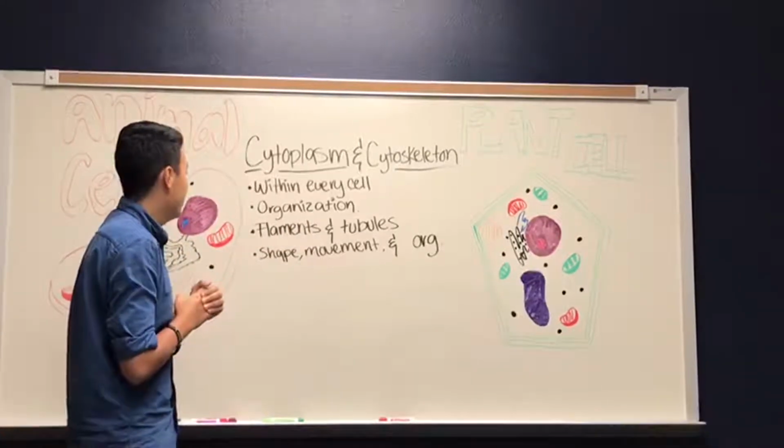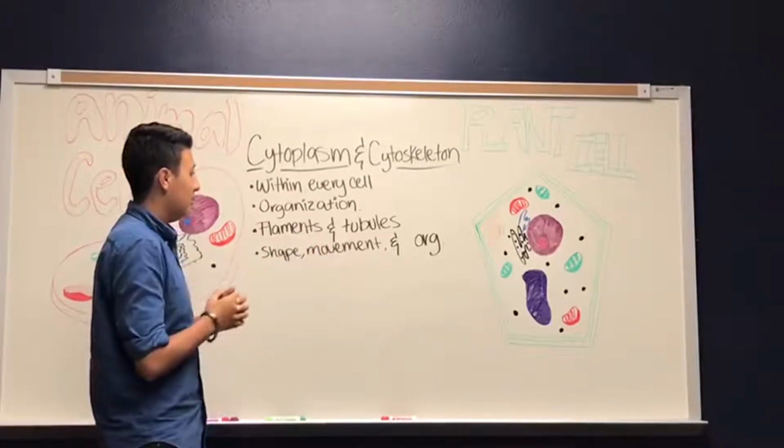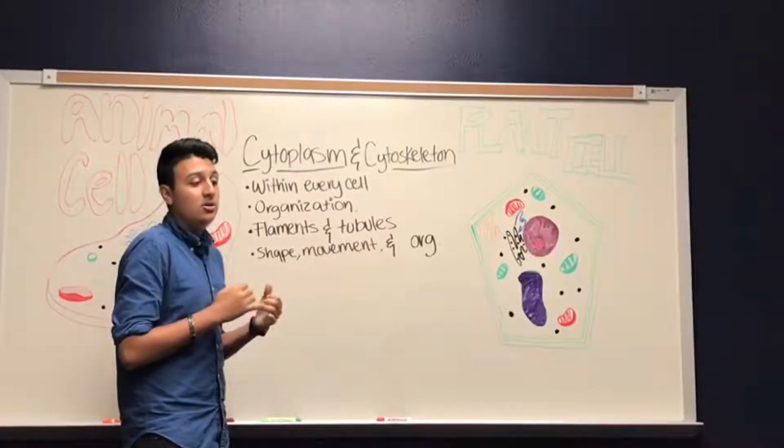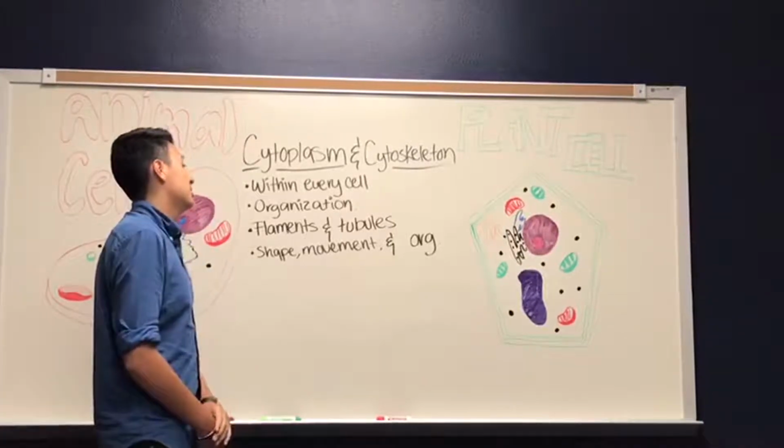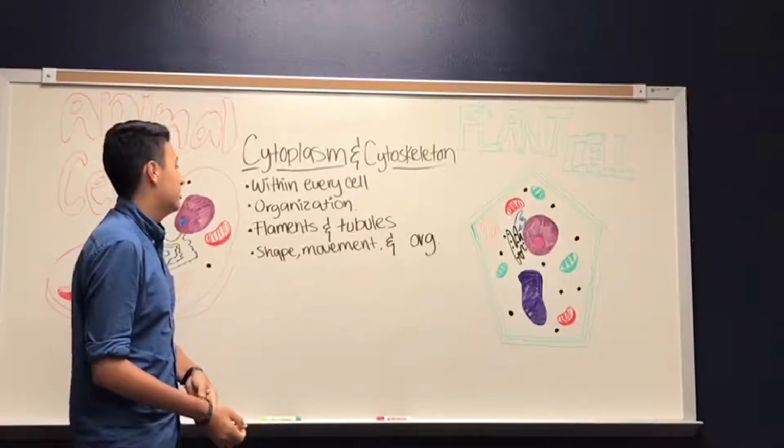So the cytoskeleton is composed of filaments and tubules found within the cytoplasm, as I repeated. It helps tether and organize our organelles, and it also helps with cell movement, cell communication, and cell reproduction.